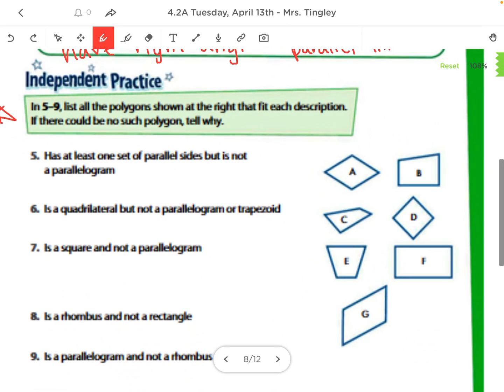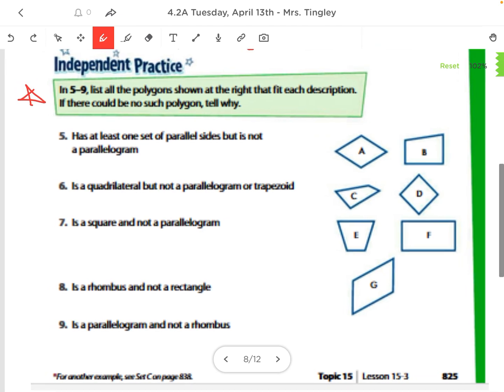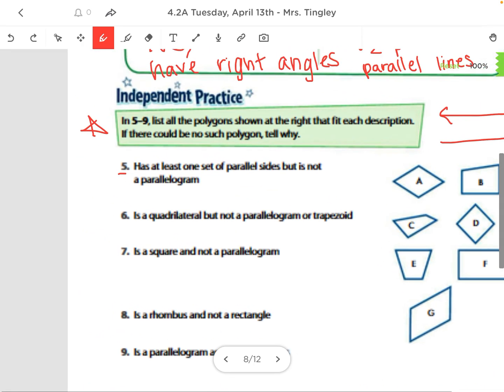Now down for our independent practice. We're going to use those attributes that differentiate how these quadrilaterals are different. We'll do a couple of them together and the rest you'll do on your own. You will be doing number 5 through 9. So list all the polygons shown at the right that fit the description. If there could be no such polygon, tell why. Number 5. Has at least one set of parallel lines.